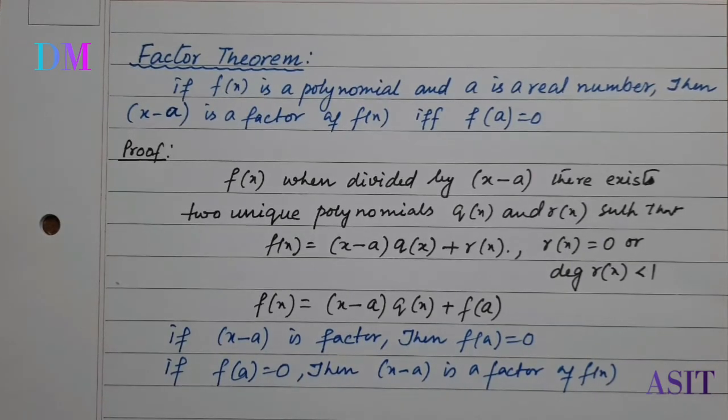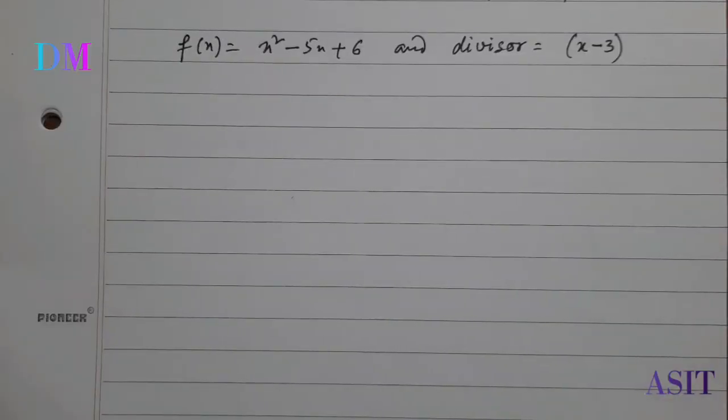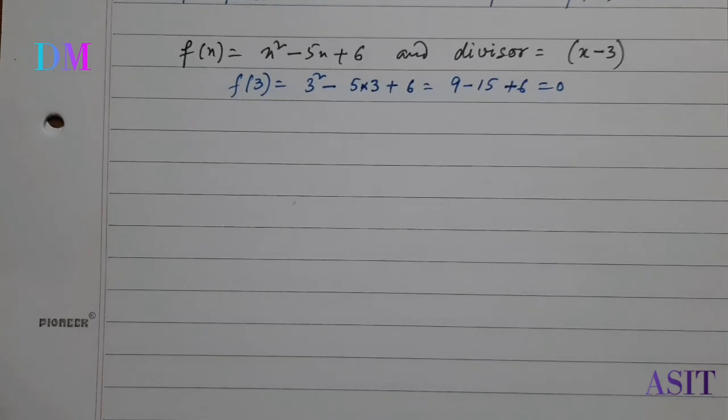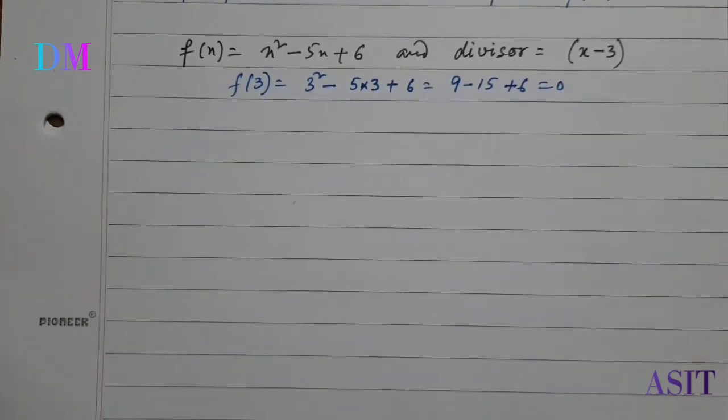What? You need some example? Okay, let's see. Now here fx equals to x square minus 5x plus 6, and we need to check that x minus 3 will be a factor of fx or not. So we have to put f of 3, we need to check f of 3 equals to 0 or not. So let's find out the value of f of 3. We can check that f of 3 is coming 0, so therefore we can say that x minus 3 is a factor of the polynomial fx.